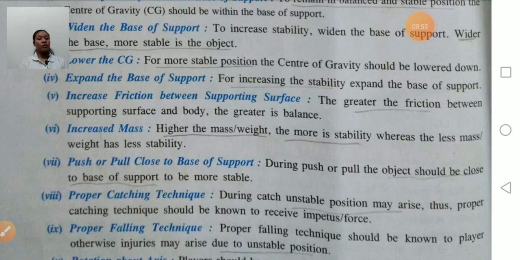Push up close to the base of support. If the push or pull of the object is close to the base of support, then there will be more stability.